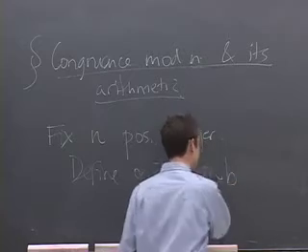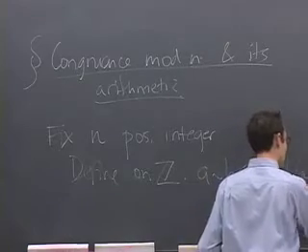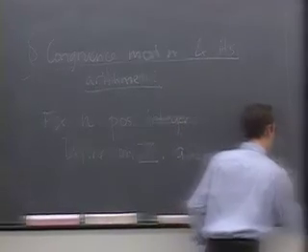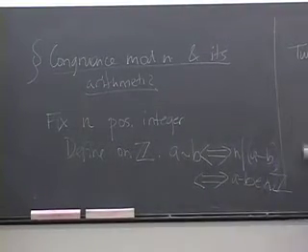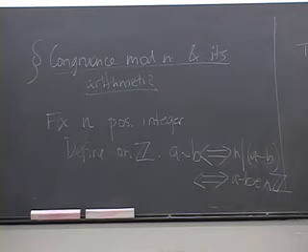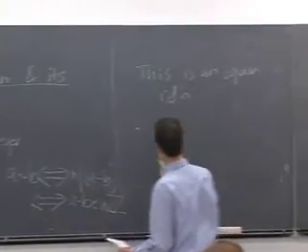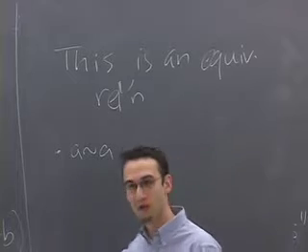The relation is going to be: a is related to b if and only if n divides a minus b. Or, put another way, a minus b is in nZ, the subgroup nZ of the integers, which is just the set of multiples of n. It's not hard to see that this is an equivalence relation. Why? Well, first of all, it's certainly reflexive. That just follows from the fact that a minus a is 0, which is certainly a multiple of n.